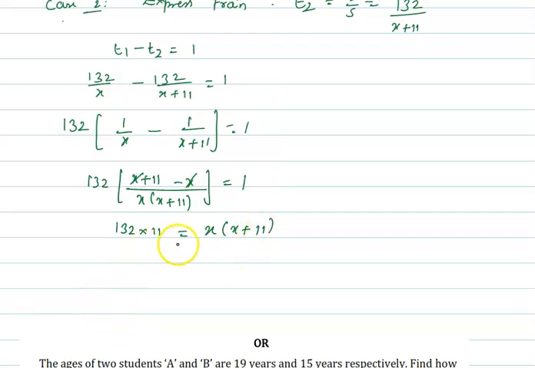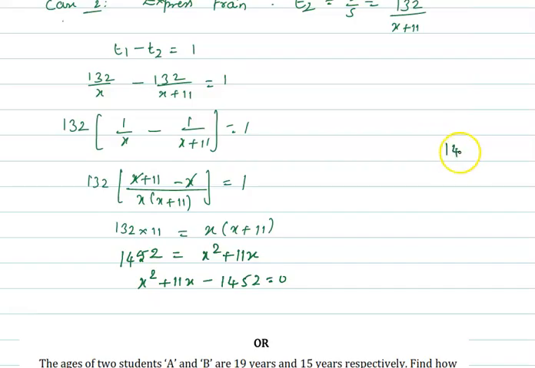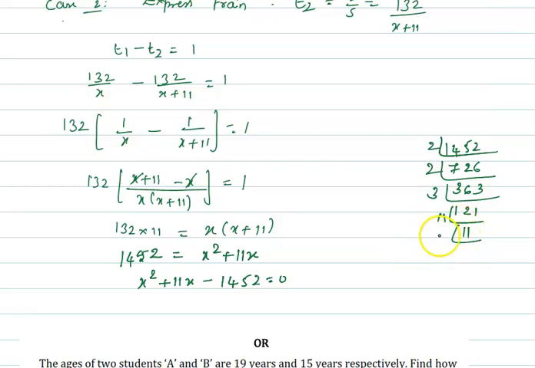Now we'll try to write this quadratic equation in the standard form. 11 2s are 22, 11 3s are 33, and so on, we will get x square plus 11x. It is a textbook question, so I hope you all remember the factors of it. If you don't know the factors, just use prime factorization.